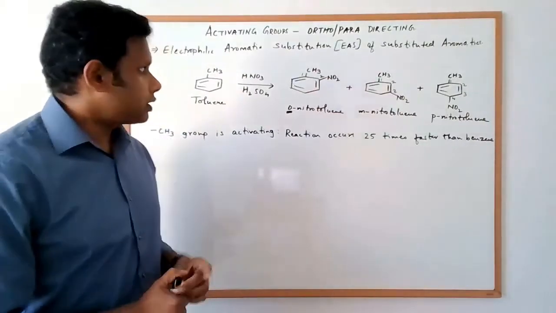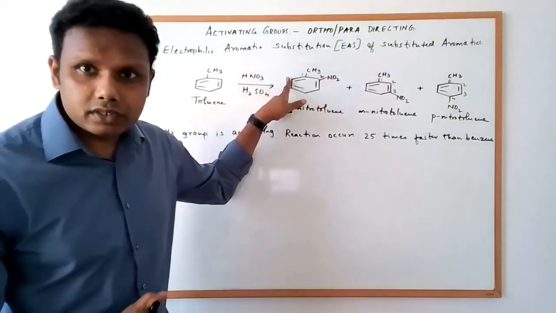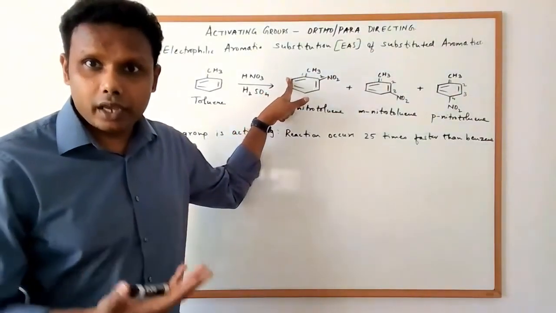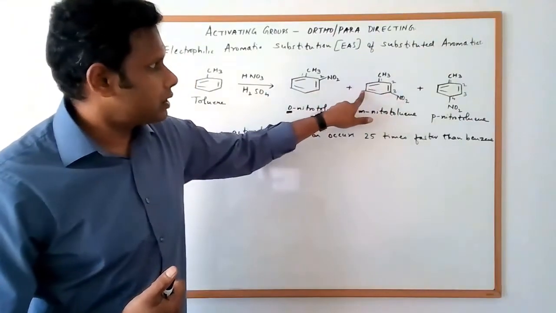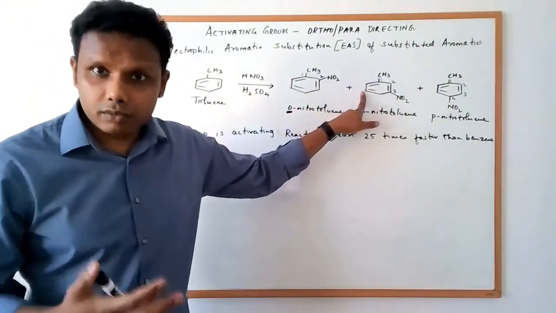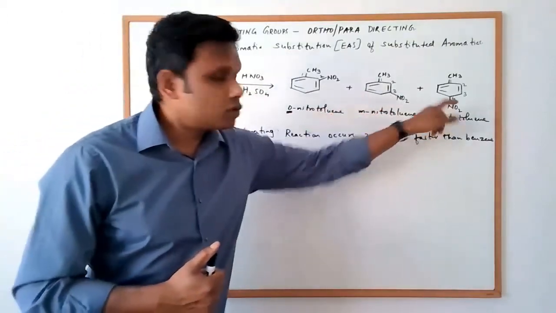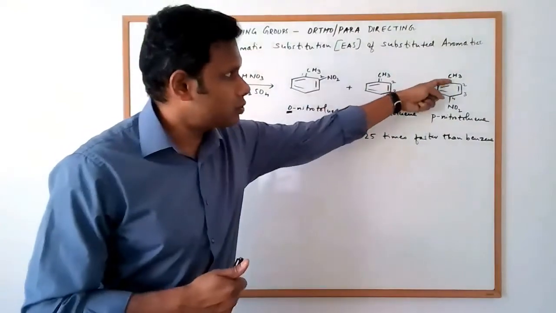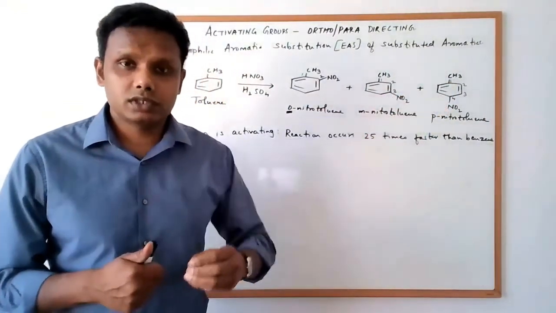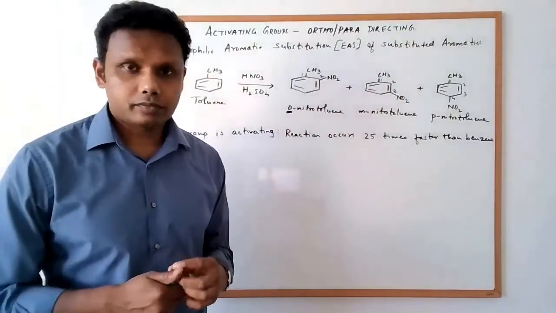Now, also recognize that if we had the nitro group on the left-hand side here, that would still be an orthonitrotoluene. If we had the nitro group on the left-hand side here, it would still be metanitrotoluene. But there is only one possibility for the paranitrotoluene. There's only one position which is para to that methyl group.